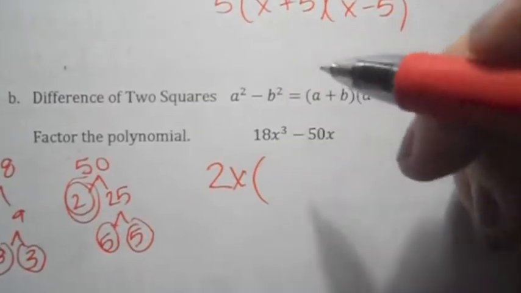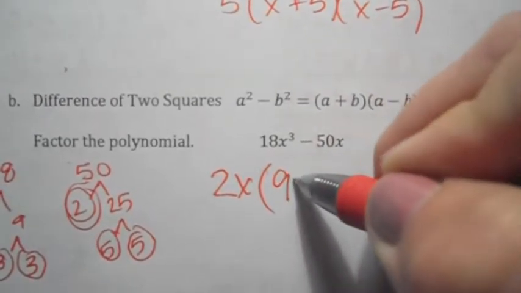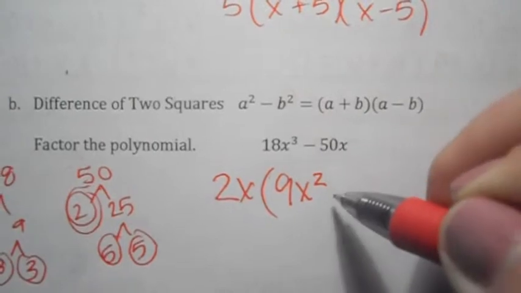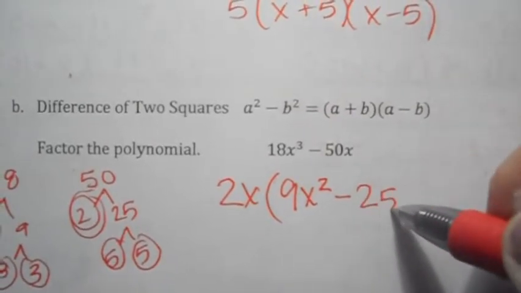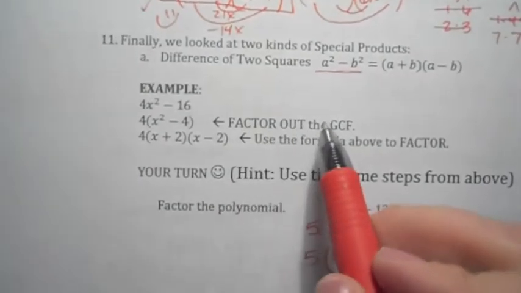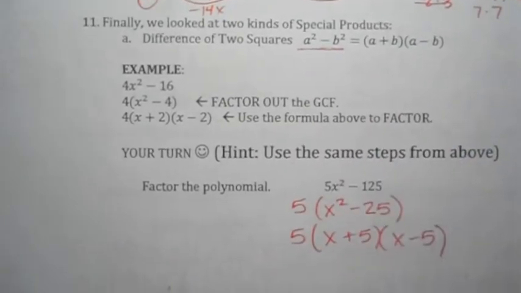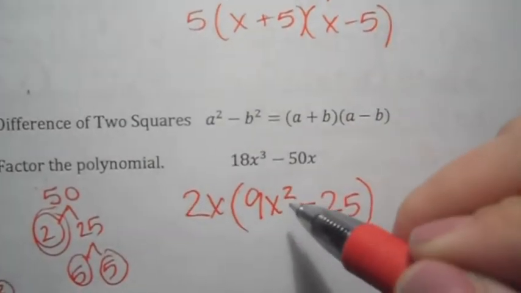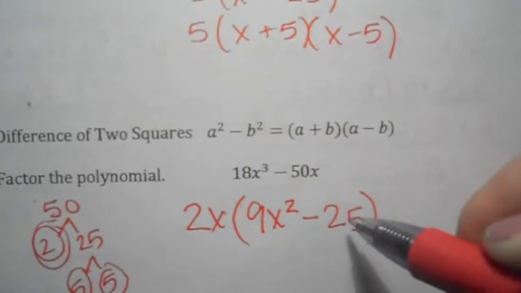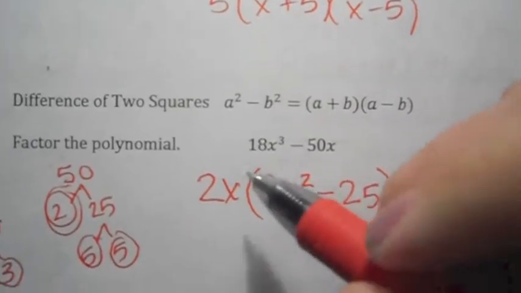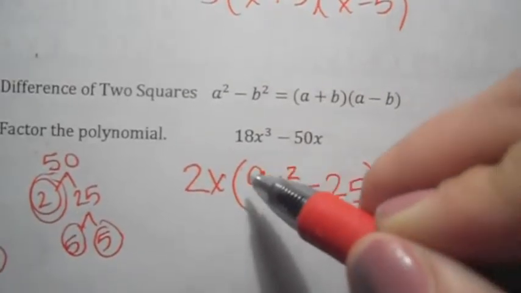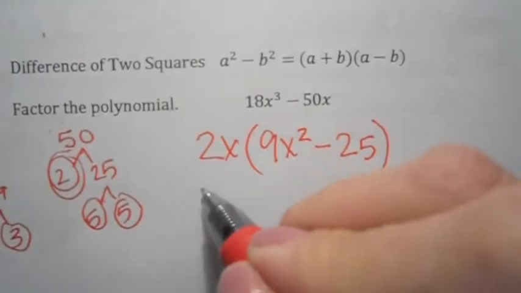So if you factor a 2x out of 18x cubed, that would be a 9x squared. If you factor 2x out of negative 50x, that would be a negative 25. Now that we have factored out the GCF, we're going to use the formula to factor. So is this something squared minus something squared? Well, we know 25 is a 5 squared, so this side's good. But what about 9x squared? Well, 9 is just 3 squared. So let's see, 9x squared, that's just 3x times 3x.